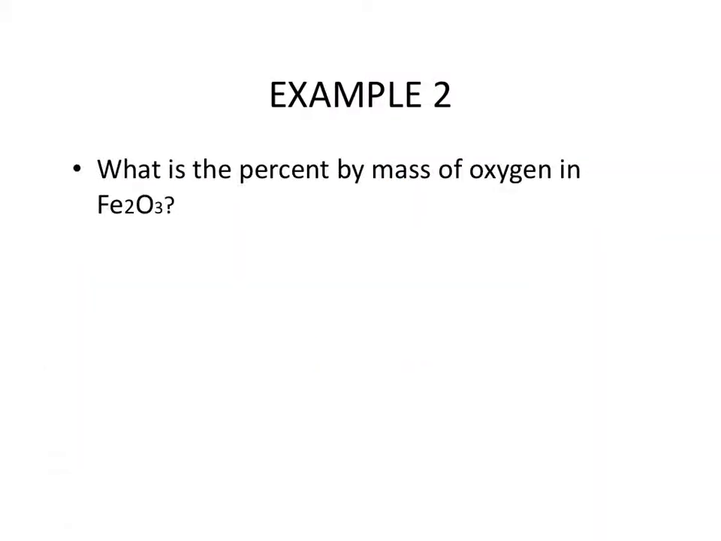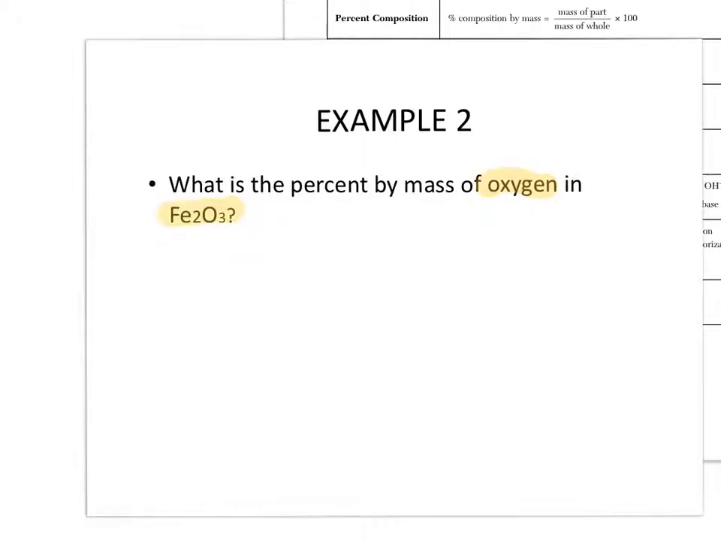In example 2, we want to find the percent by mass of oxygen in Fe2O3. So again, we are looking at the percent composition by mass, which is mass of part over mass of whole times 100. So let's figure out the formula mass of the Fe2O3. So we have 2 Fe and 3 O.